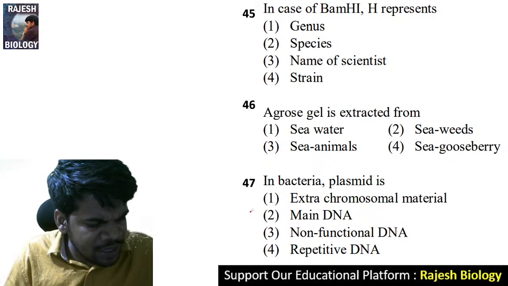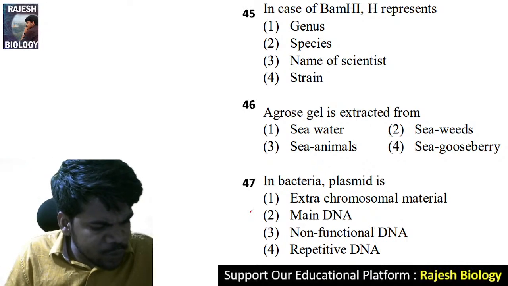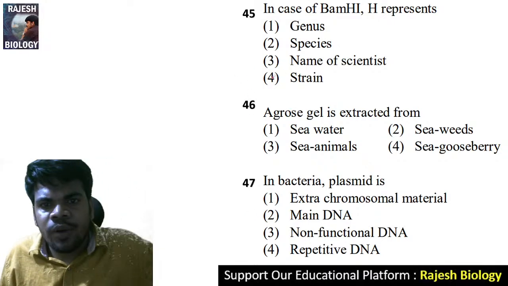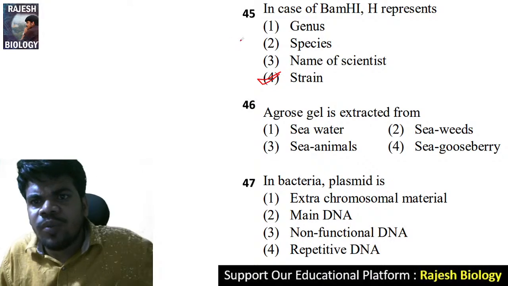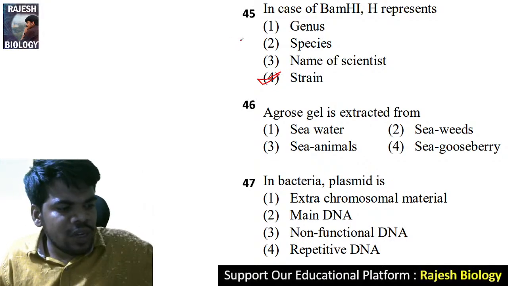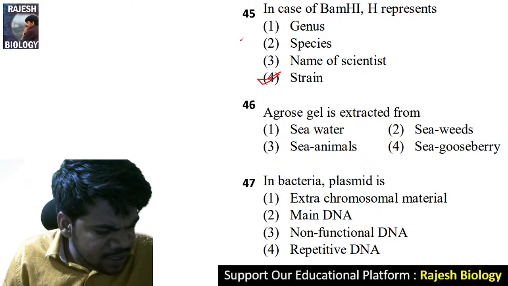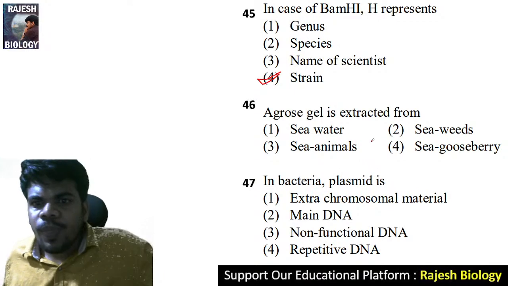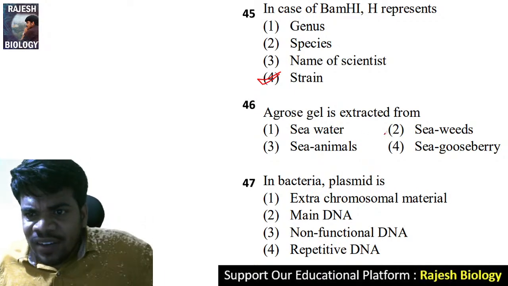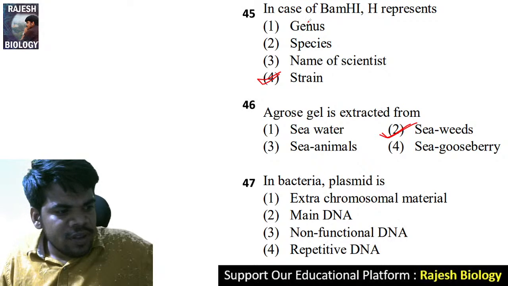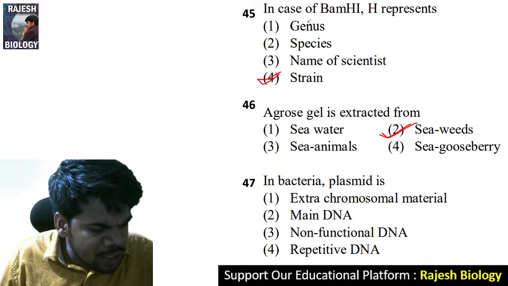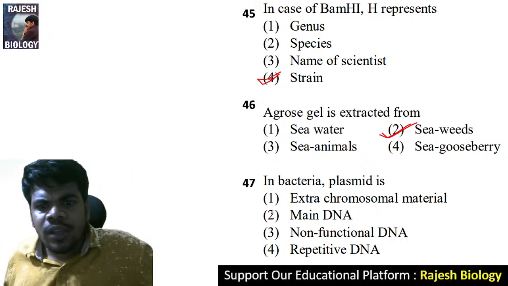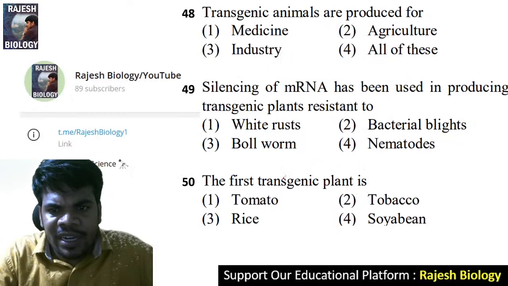Yes, everybody is right. Radha Lakraju, right. And Mr. Praveen, Gyaneshwari, Sambasiva and Sudhakar, very good. In case of bomb, H represents the strain. 46, the right answer is given by Gyaneshwari already. Very good. Agarose gel is extracted from seaweeds. Very good. Come to the 47, it is also given already by Chinnu. And right, Chinnu, extra chromosomal material in bacteria is plasmids.